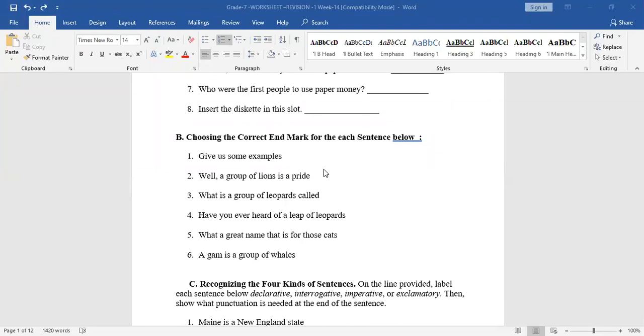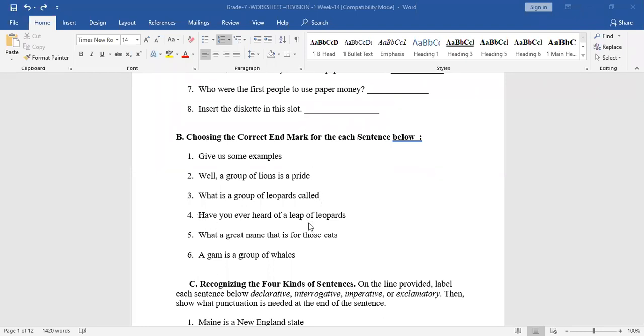Jasir, what will come here? Number 1. Full stop. Okay, that's good. Well, a group of lions is a pride. Full stop also. Okay, fine. Number 3, who is next? Abdullah. What is the group of leopards called? Interrogative, question mark. Yeah, that's good.